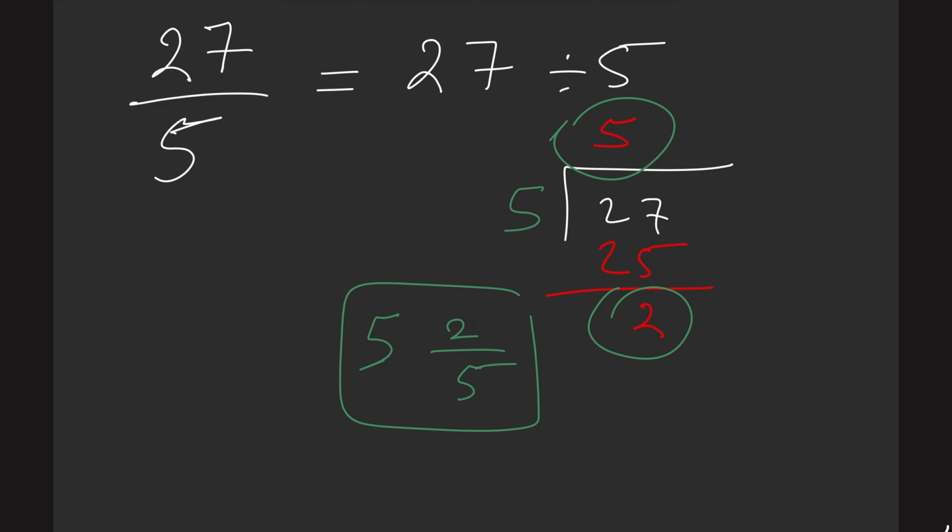This is my answer. This is what you're gonna do in the exam. Long division. Then you get the value up there, that's your whole number. And then the remainder is the numerator, and the divisor is the denominator.